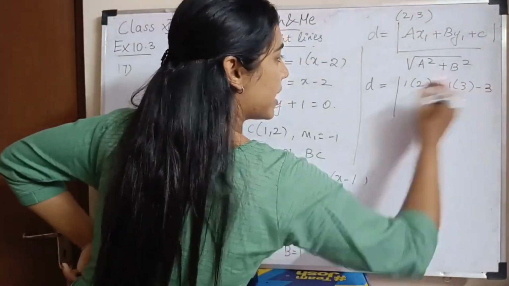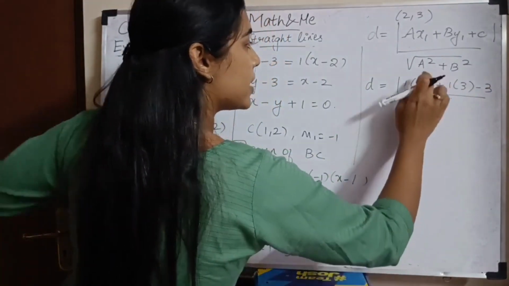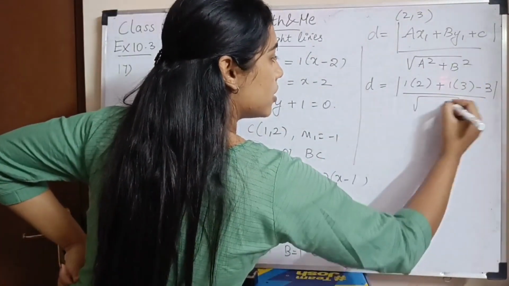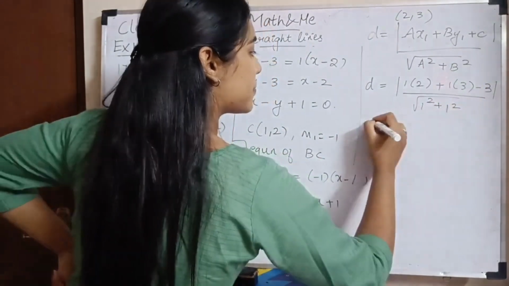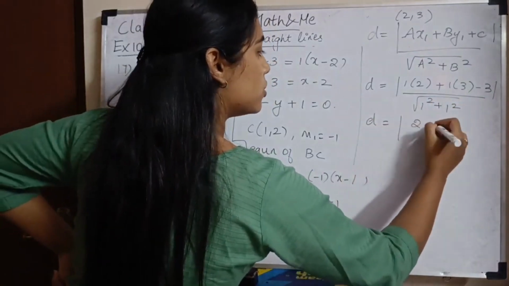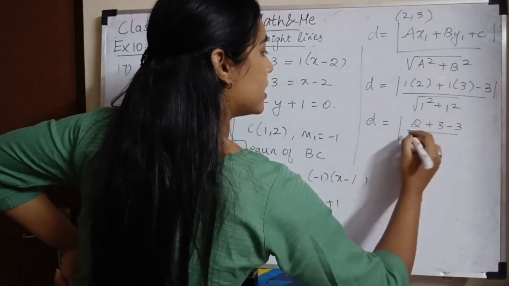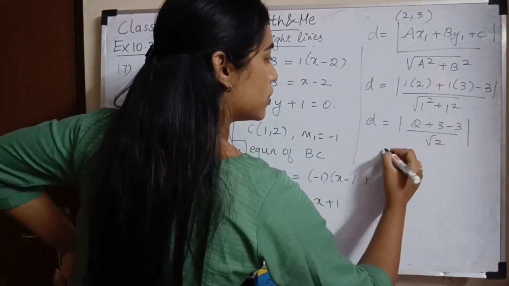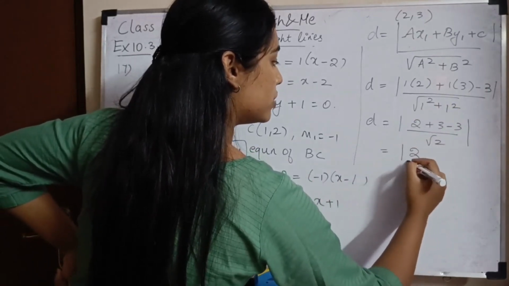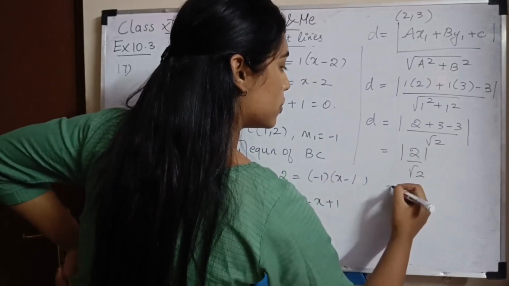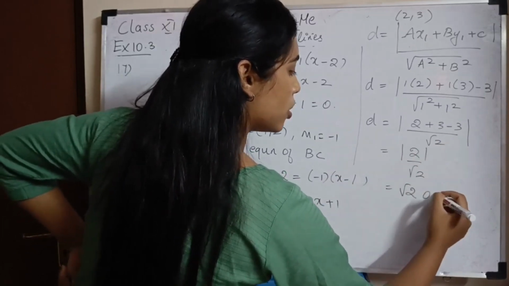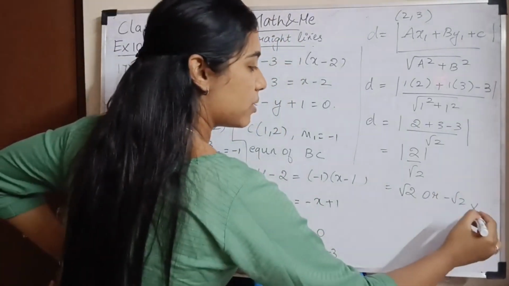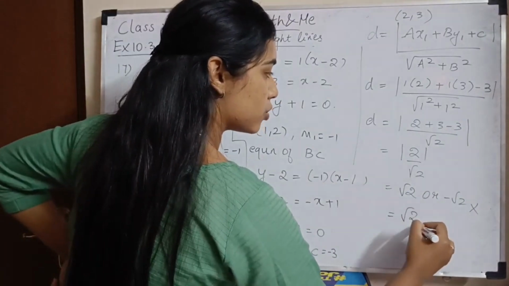So it becomes minus 3 divided by root of a square plus b square, which is 1 square plus 1 square. So root of 1 square plus 1 square. D equals 2 plus 3 minus 3 divided by root of 1 square plus 1 square, which is root 2, which is equal to 2 divided by root 2, which is root 2 or minus root 2. The distance cannot be negative. So omitting minus root 2, the distance is root 2. Okay?